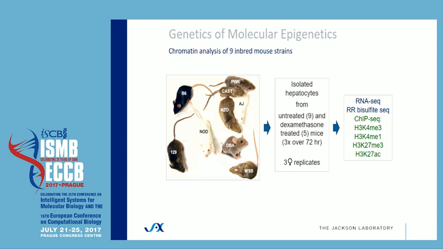And we took 3 female replicates from each mouse, and with the pool of hepatocytes we get from each mouse, we ran all these assays. So we did RNA-seq, bisulfite-seq for DNA methylation, and then a number of ChIP-seq assays to look at chromatin states. And so I'm going to talk about the ChIP-seq today. We haven't finished with the bisulfite yet.